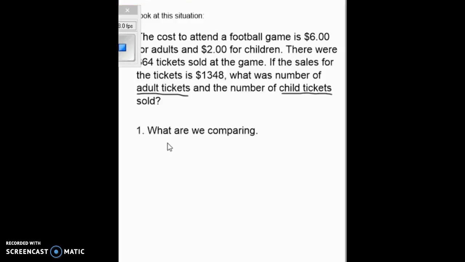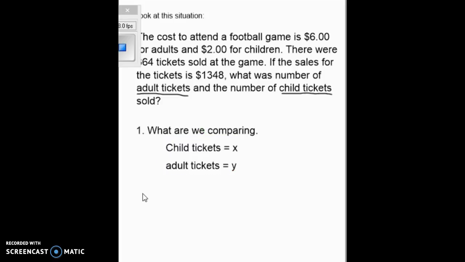So what are we comparing? We are comparing child tickets, and we are going to say that that is going to equal X. And we also need to know how many adult tickets, and we are going to call that Y, just for the sake of trying to figure out what they are and not having to rewrite them all the time. There's some other important information in this problem that we need to know.